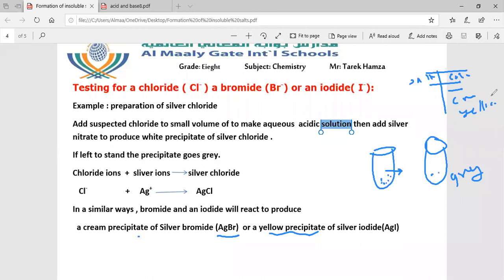Again, silver chloride is an insoluble salt. When silver reacts with chloride ions it forms silver chloride, a white precipitate. When silver bromide is formed, it is a creamy precipitate. Silver iodide is a yellow precipitate. Anyone has any question on this point? Okay.